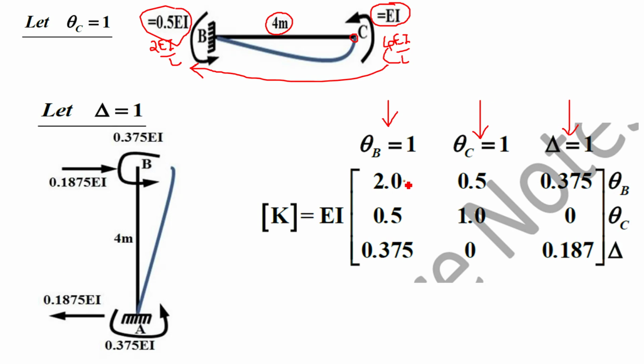Understand again, this first element is the moment at B in the first figure, the second element is the moment at C, and the third element is the reaction at point B, which is the horizontal reaction at point B. The same for the second figure: moment at B, moment at C, and reaction at B is the second column. The third column is the third figure, delta equal to 1: moment at B, moment at C, and reaction at B. Okay, this is the K matrix. Now all the matrices are over.